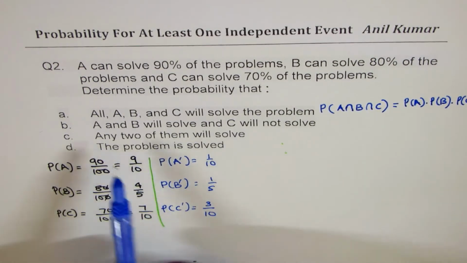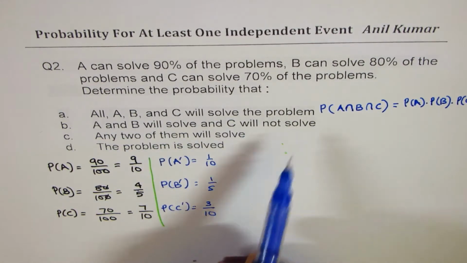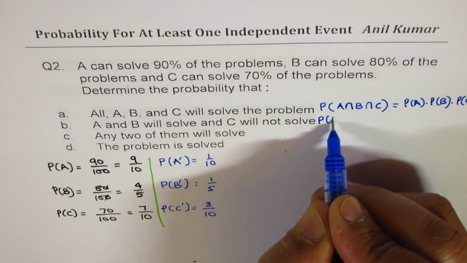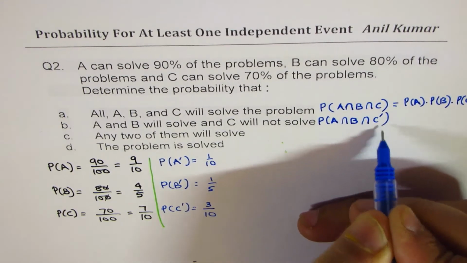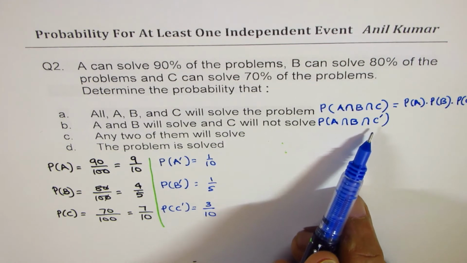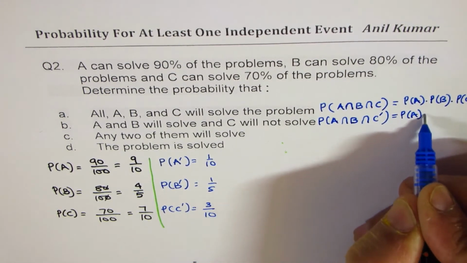Okay? Now, B. A and B will solve, C will not solve. So that means we are looking for the intersection of A and B. They can solve and C will not solve. That is it, right? So that is a minor change which helps us to find the solution. I hope the concept is clear, right?